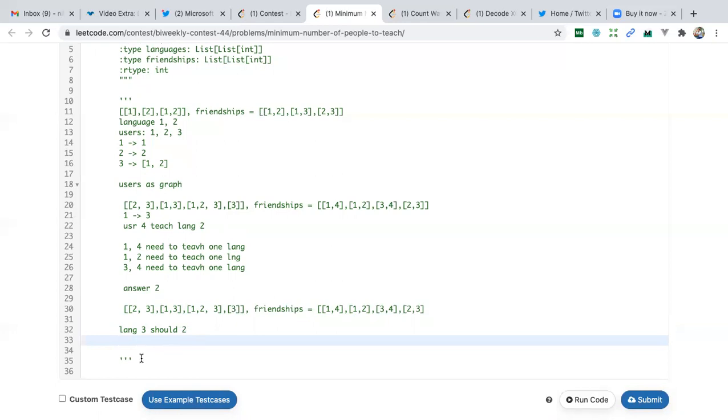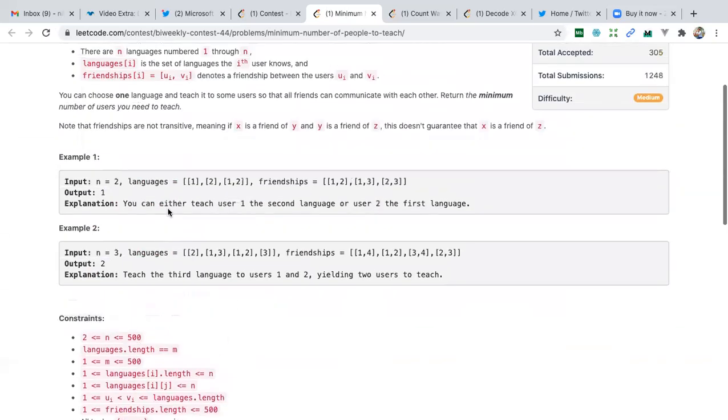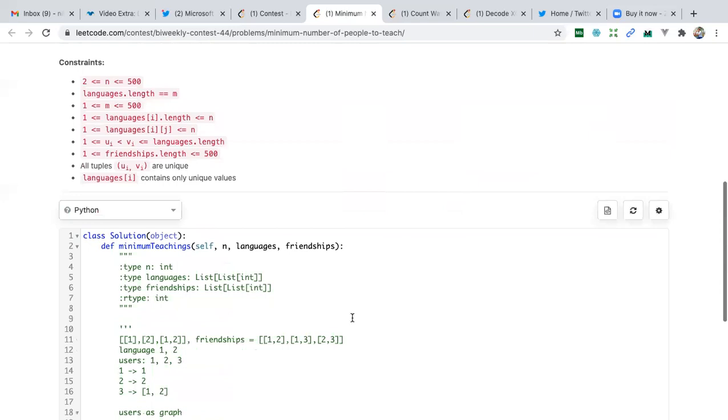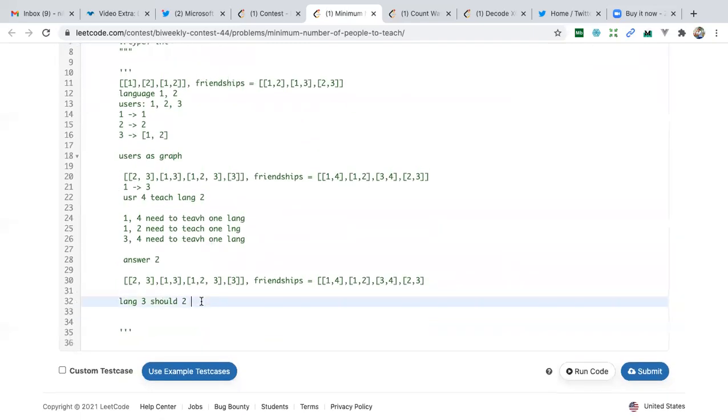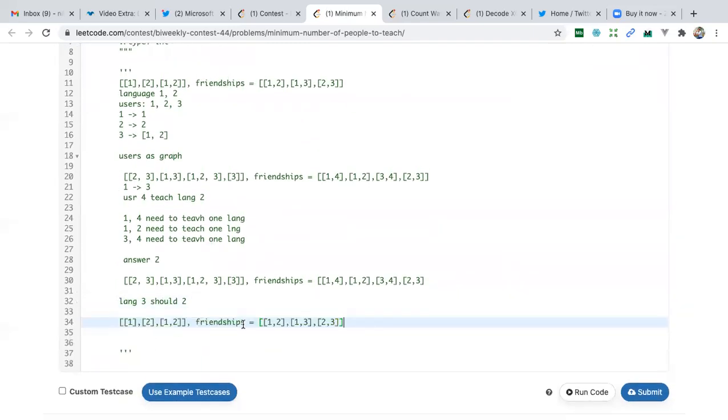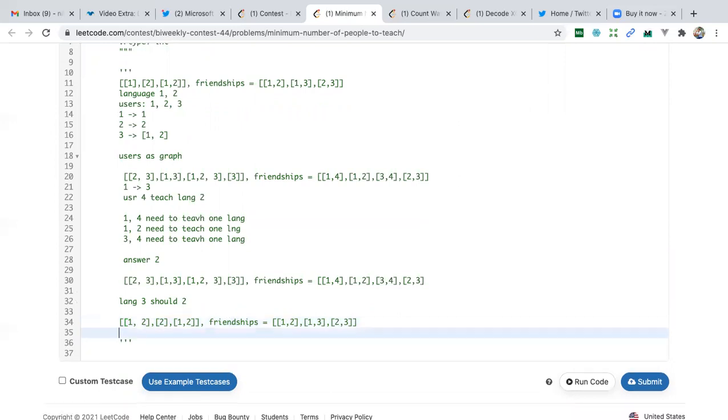Okay. But it might also be that we don't need to teach anyone, right? Like for this case, 1 and 2 are friends, and 1 speaks 1, 2 speaks 2. So we need to teach maybe 2, and then everyone can speak to each other. Yes. So yes, we can implement it that way.